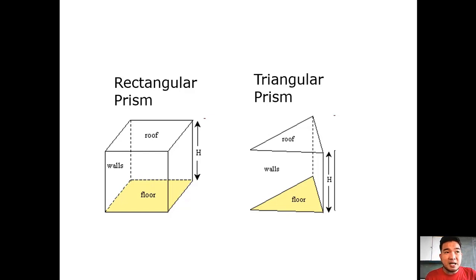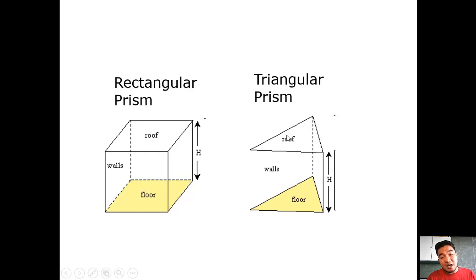Pero pag sinabi nating surfaces, in general kasi yun, ano? In general. So, in this rectangular prism, how many surfaces do we have? We have 4 sa gilid, saka 2 sa taas at baba. So, you have 6 surfaces here. Meaning, to get the surface area of this rectangular prism, kuhanin natin lahat ng area ng lahat ng surfaces na yon at saka natin siya i-add to get the surface area of our rectangular prism.